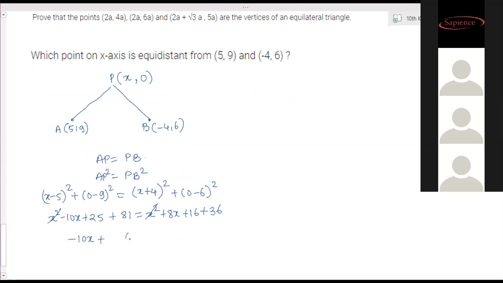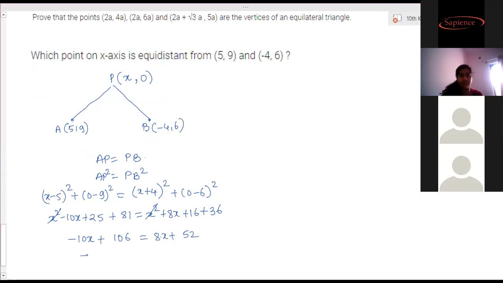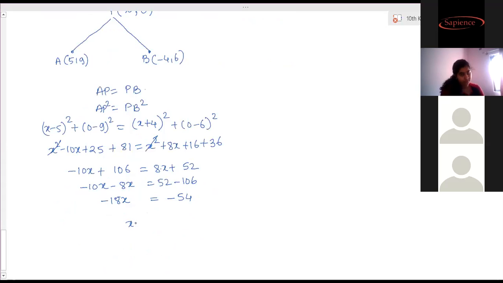Minus 10x plus 106 is equal to 8x plus 52. So bring this 8x on this side. Minus 10x minus 8x is equal to 52 minus 106. Minus 18x is equal to minus 54. So x is equal to minus 54 by minus 18. So 18 threes are 54. Value of x is 3. So point P's coordinates are (3, 0).